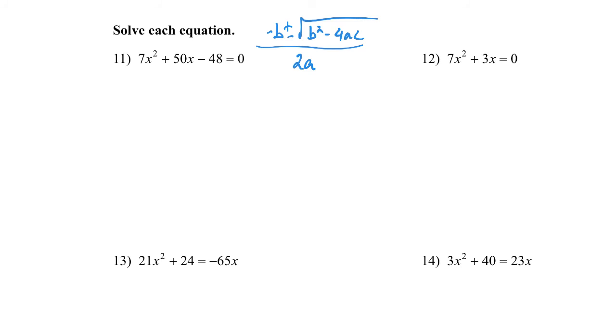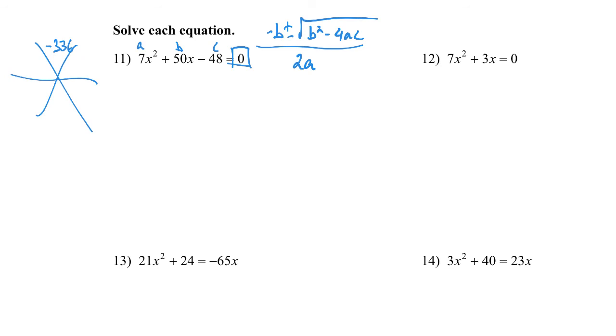But either way you go, make sure it's equal to 0 first. Once it's equal to 0, then you have your A, B, and C. And then you can plug them into the quadratic formula or do the factoring. So yeah, I'll show you this one with factoring. It's going to be a tricky factoring one. So when it's a trickier factoring one, I might just do quadratic formula.